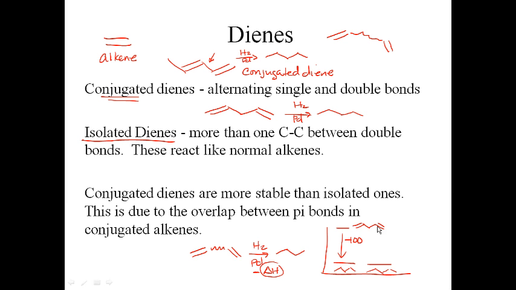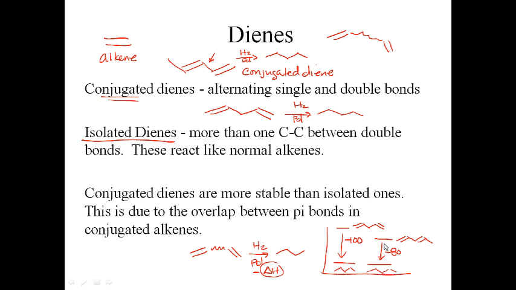Well, it turns out that when they did that same heat of hydrogenation with a conjugated diene, they ended up only getting, let's just say for the sake of argument, minus 80. And you can look up the exact numbers in your textbook. So it turned out that the conjugated diene gave off less energy than the isolated one.